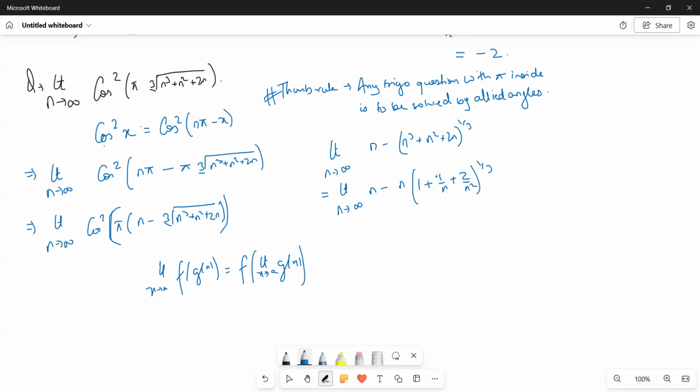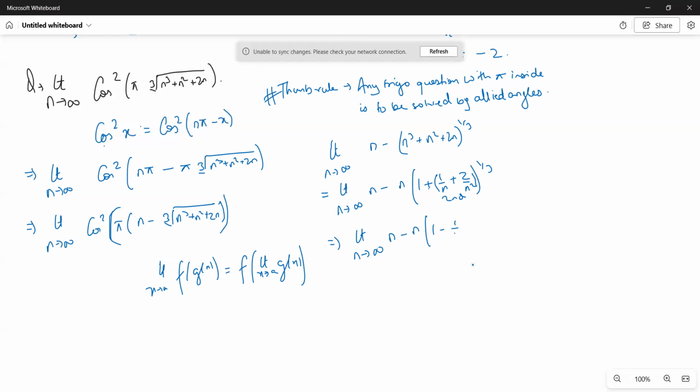Now in this case, just like the previous case, 1 by n plus 2 by n square would be considered to be the second term. And then we apply binomial expansion, limit n tending to infinity, n minus n, 1, here it is plus, so minus nx.